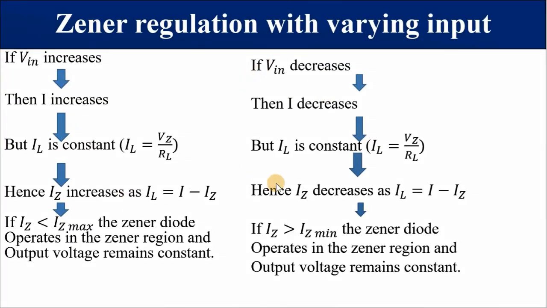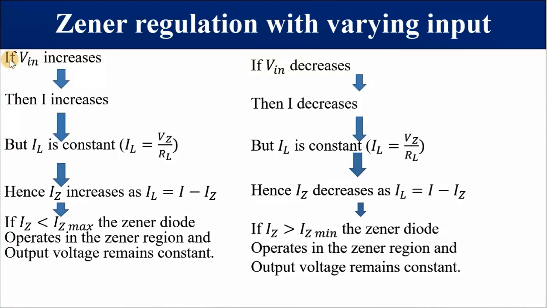This slide is showing a Zener voltage regulation when the input is varying. If we are saying the input is varying, we are saying it can be increasing or it can be decreasing. So we want to see how the Zener diode is going to achieve the voltage regulation. And we'll start with this. This is a summary, so we are repeating.